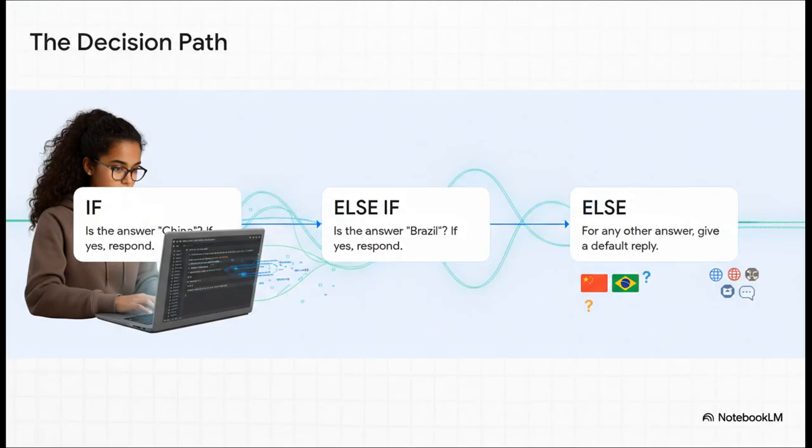So this is the logic, the path our program's going to follow. First, it's going to check if the answer in the box is China, it does one thing. If that's not true, it moves on. Else, if the answer is Brazil, it does something totally different. And if neither of those are right, the else part is our safety net. It's the default reply for any other answer you could possibly type.